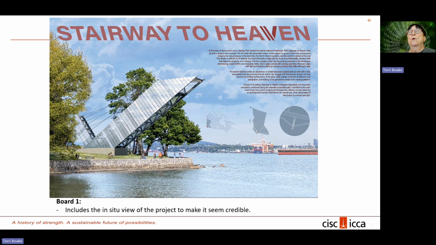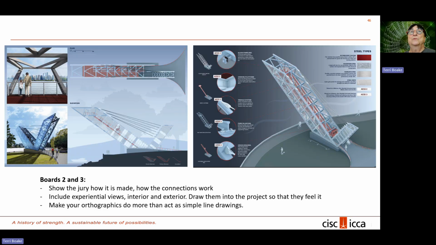And then another award of merit. This is called Stairway to Heaven. And again, it's the landing board, has a really good render on it. There's some text describing your project. And then there's some smaller drawings that show the actual site. And again, following through boards 2 and 3 to show the jury how it's made and how the connections work. Include your experiential views, interior and exterior. Draw them into the project so that they can really feel it. But make your orthographics do more than act as simple line drawings.